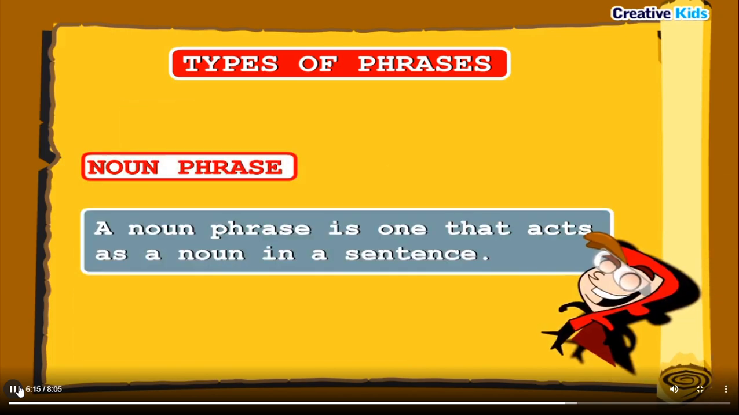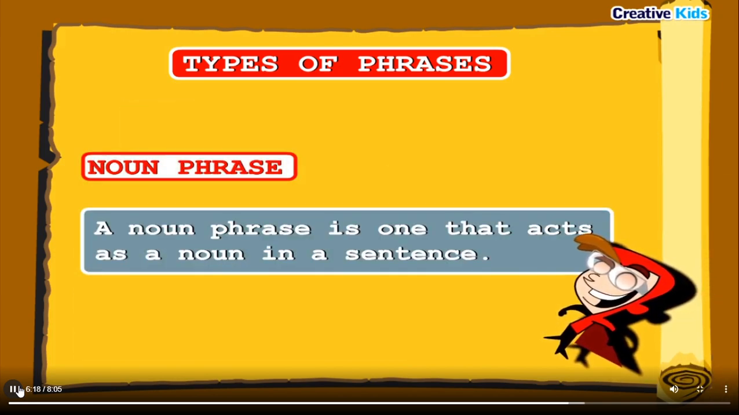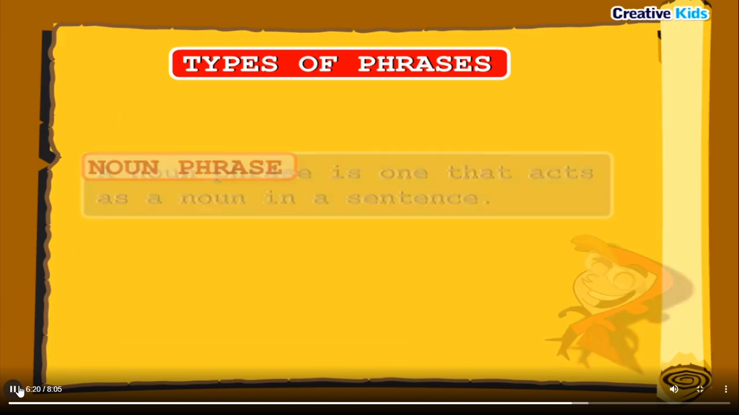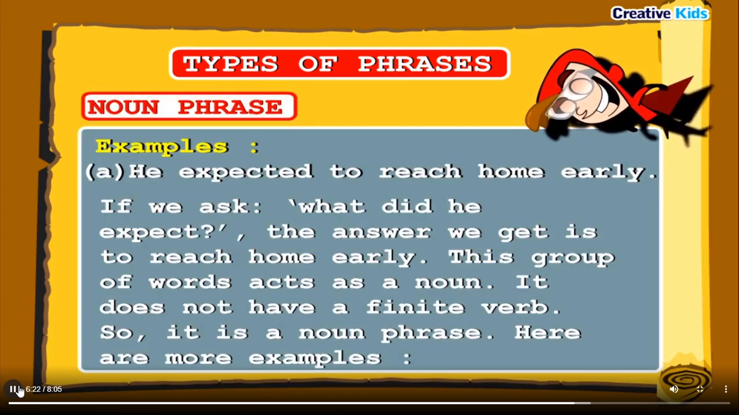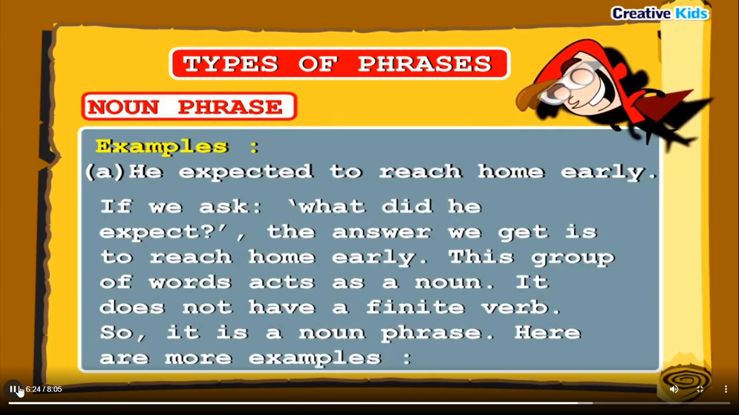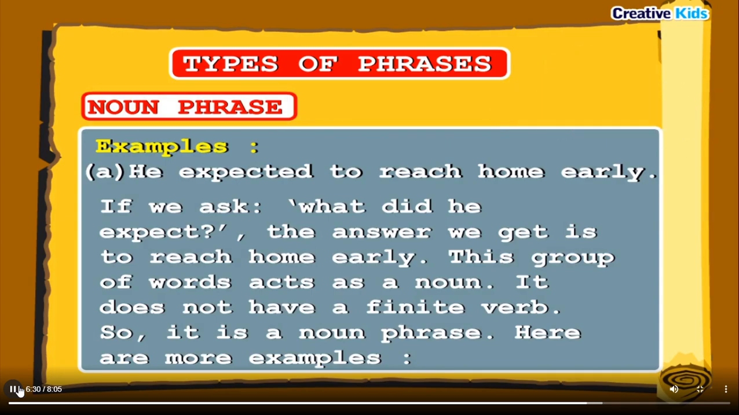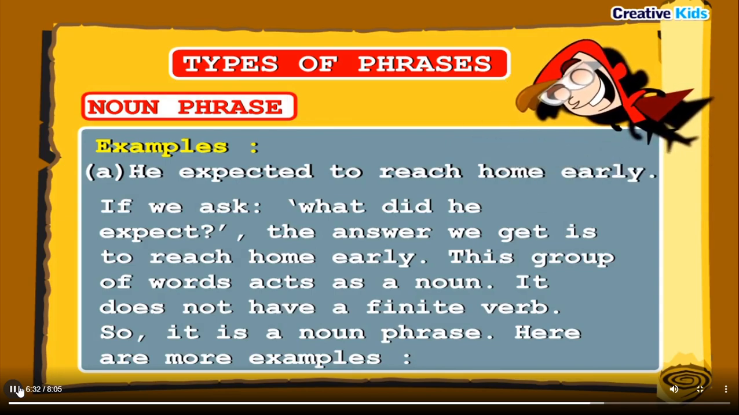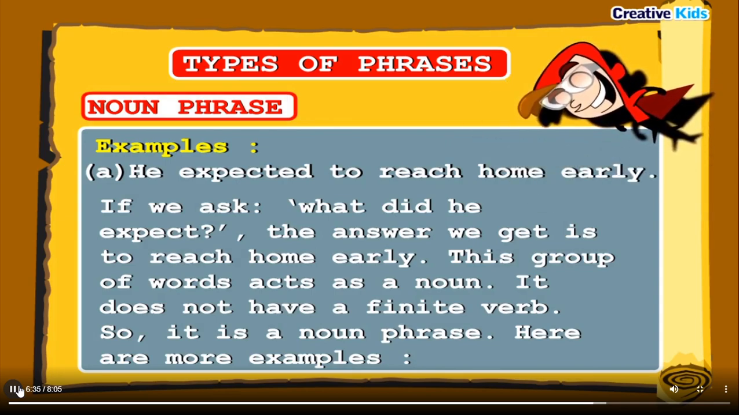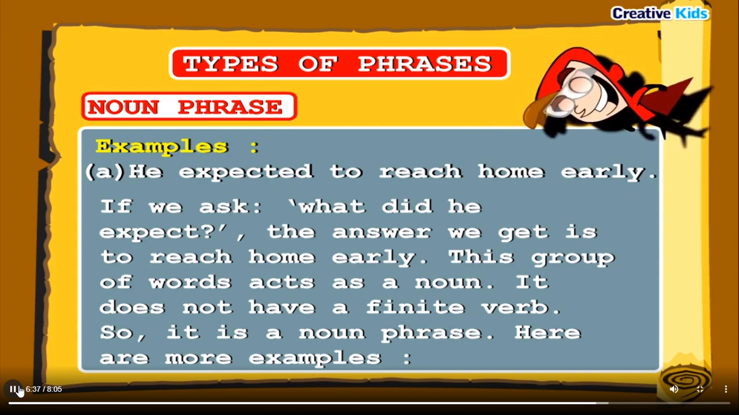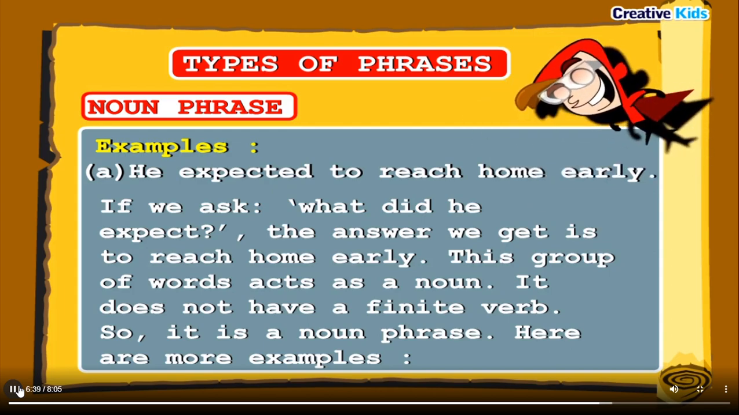Noun phrase. A noun phrase is one that acts as a noun in a sentence. Example: He expected to reach home early. If we ask, what did he expect? The answer we get is, to reach home early. This group of words acts as a noun. It does not have a finite verb, so it is a noun phrase.